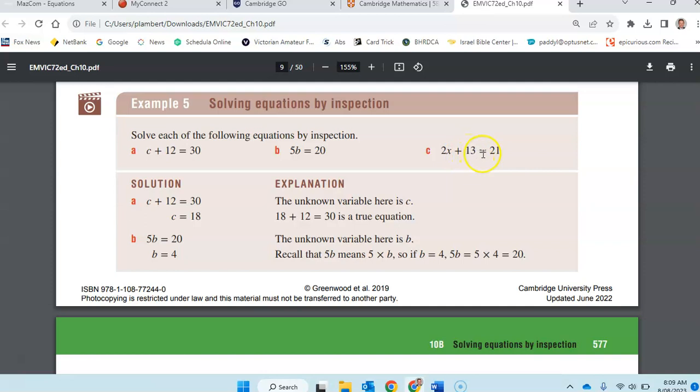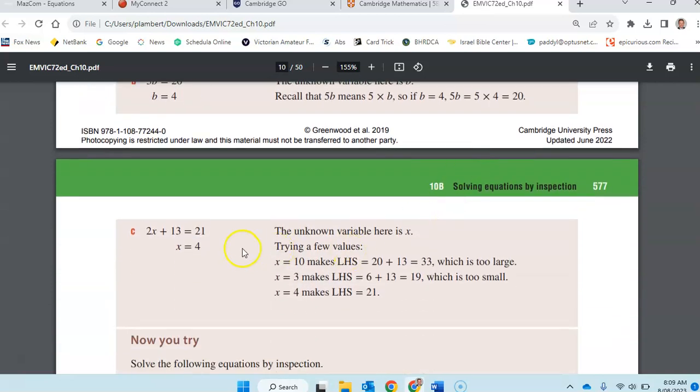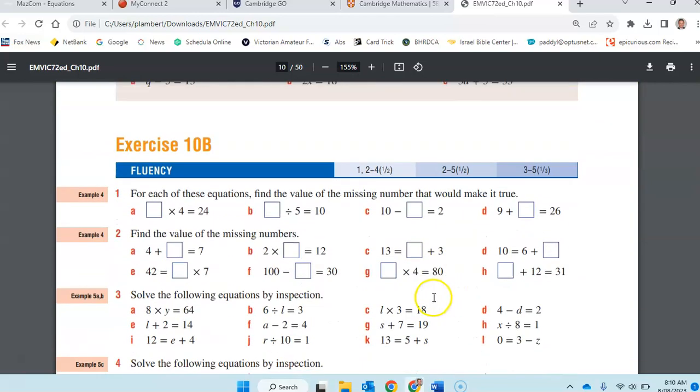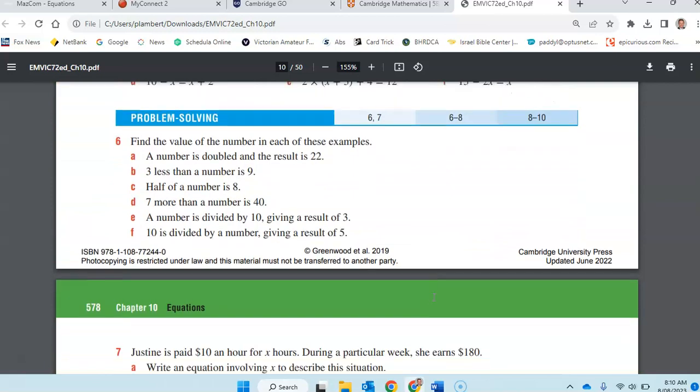And 2x plus 13 equals 21. The unknown variable is x. You could try a few values: 2 times something plus 13. So if you were to take 13 from 21, then you would find that you would have 8. So it'd be twice 4, because 2x would be twice x, so twice 4 equals 8, plus 13 equals 21. And then you can work your way through the exercises.